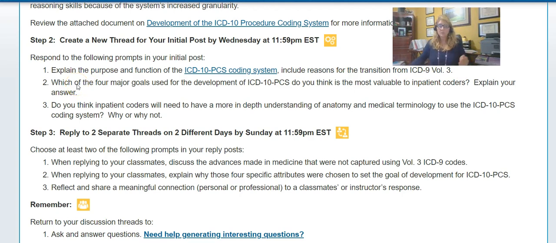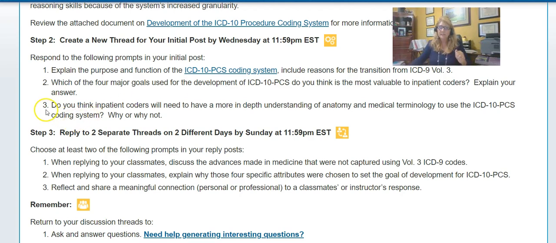And then number 2, you want to answer which of the 4 major goals used for the development of ICD-10 PCS do you think are the most valuable for inpatient coders? And you're going to see those when you download and read the Development of the ICD-10 Procedure Coding System. And you want to make sure you explain your answer. So answer which goal that you believe is the most valuable and why you believe that.